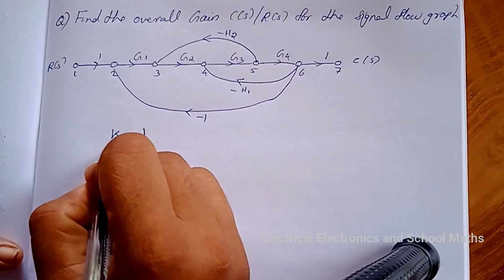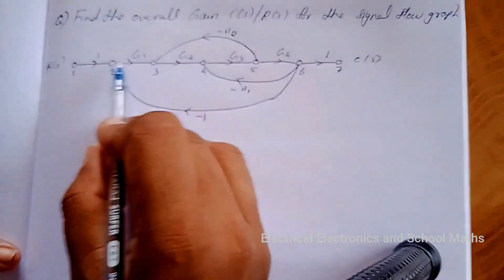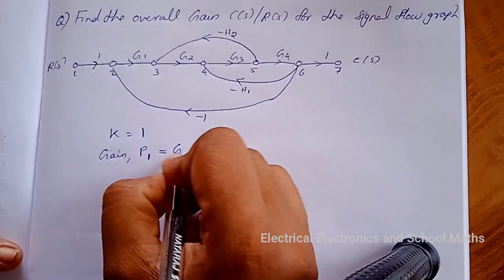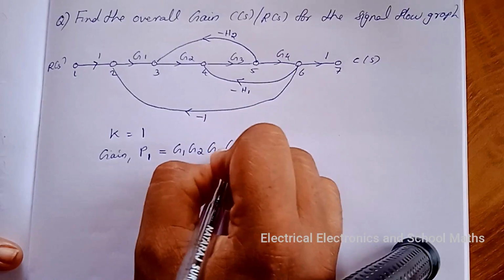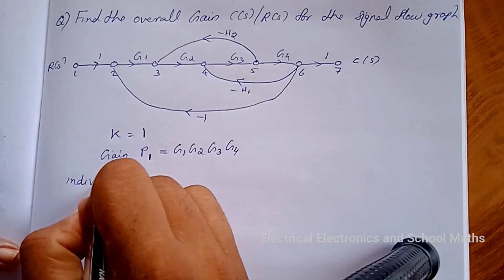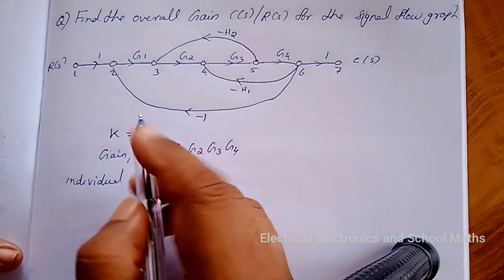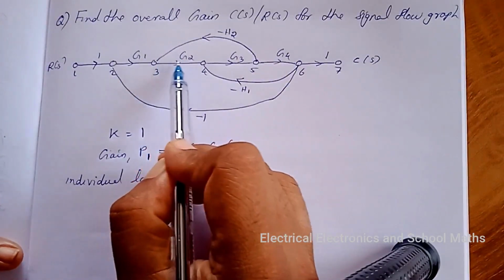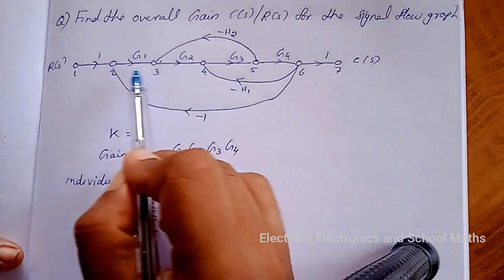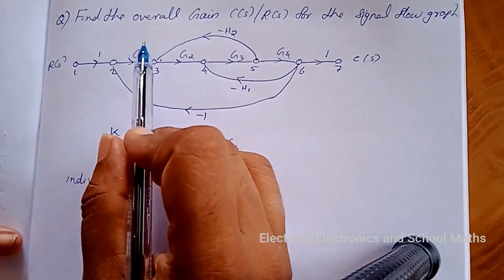That is, let the gain of forward path be P1 equal to the gain product of all the branch gains, G1, G2, G3, G4. Next we have to find the individual loops. Individual loop gain we have to find. So this is one individual loop. This is another individual loop, and this is the third individual loop. So there are three individual loops.